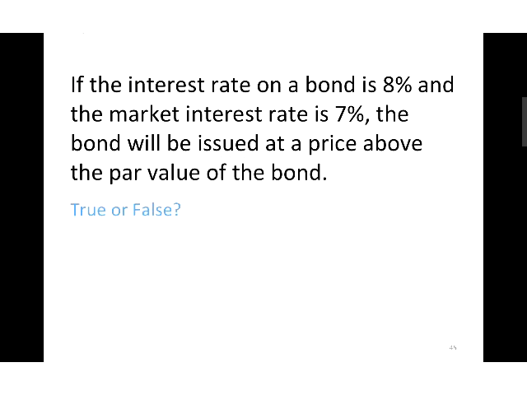If the interest rate on a bond is 8% and the market interest rate is 7%, the bond will be issued at a price above the par value of the bond. True or false? So the stated interest rate on the bond is 8% and the market rate is 7%.